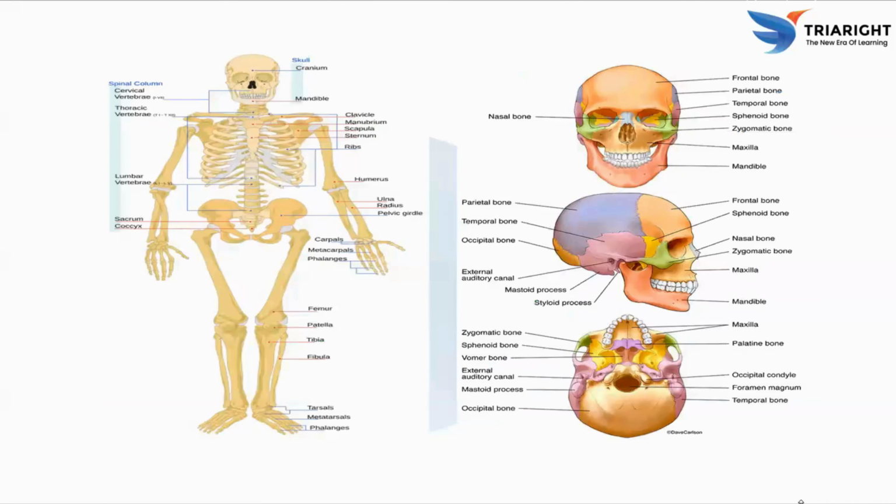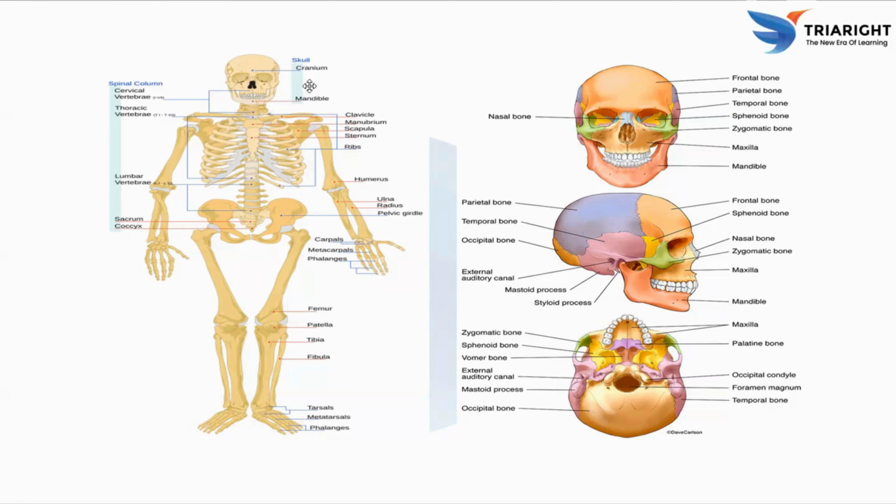So here there are some pictures showing the 206 bones within the human body on the left side, and on the right side the anterior view of the skull, posterior view of the skull, back view of the skull, and the lateral view of the skull. So anterior, lateral and posterior. In the left side picture, you can see the names of the 206 bones in the human body. It consists of the skull, spinal column, upper extremities and lower extremities.